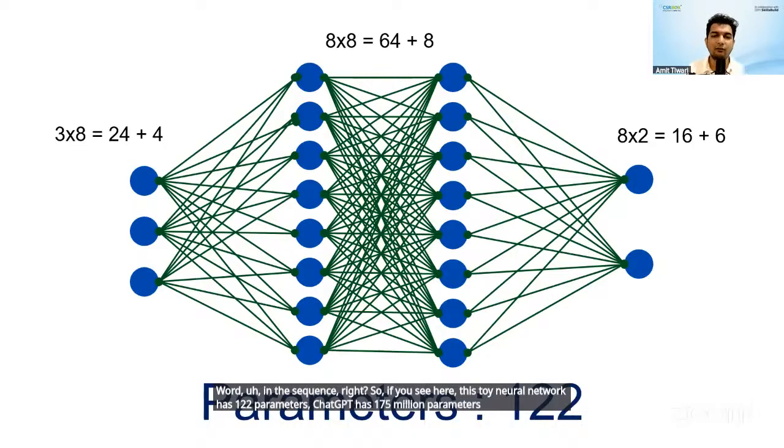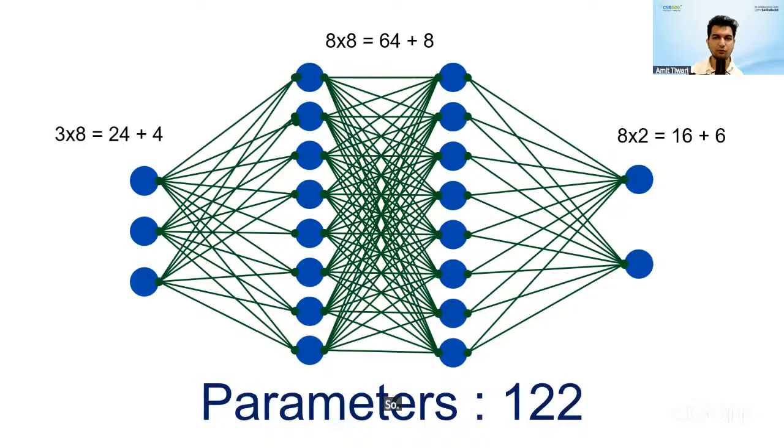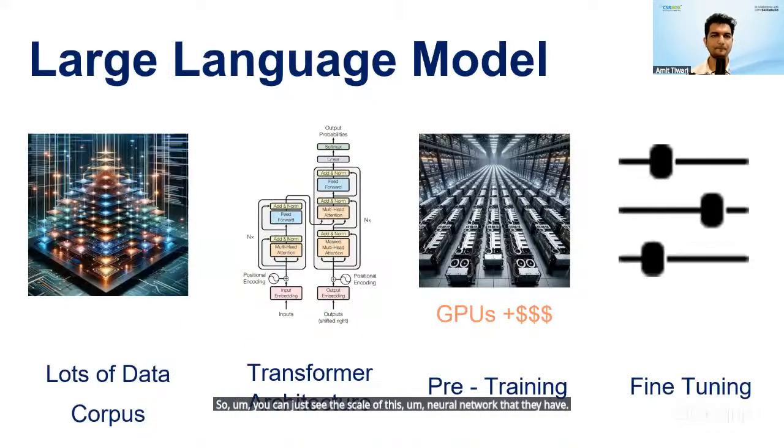There are now large language models with billions of parameters also, right? So you can just see the scale of this neural network that they have. All right, so if I want to create my own large language model, just like ChatGPT, what are the steps or the things that I will require?